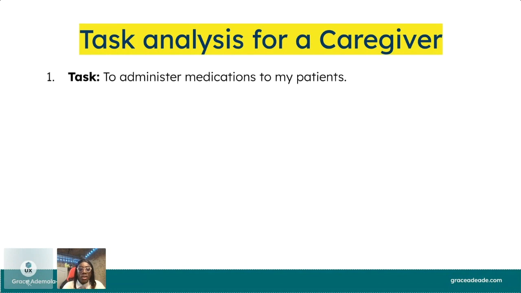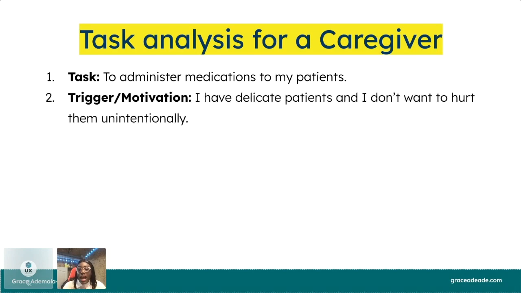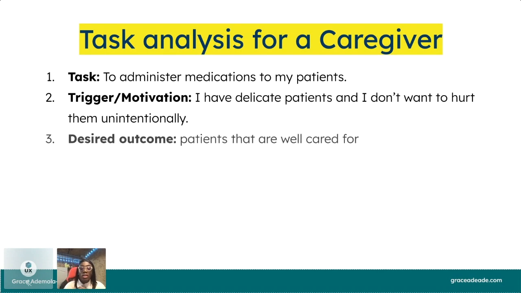For an example, some things that make up a task analysis: the first thing is the actual task. So what is the task of this person? This is just an example that I put together for this presentation, so it doesn't 100% represent what's happening out there. A carer might say, oh, my task is to administer medications to my patients. That's one of my tasks, right? What's my trigger? I have delicate patients and I don't want to hurt them unintentionally. So that could be the motivation. What's the desired outcome? Well, patients are well taken care of, hopefully.